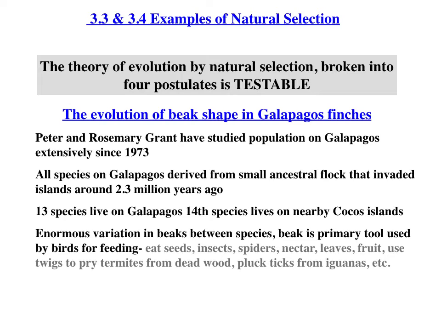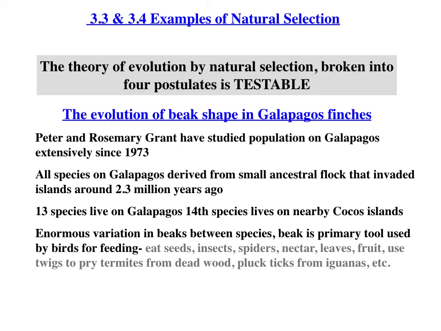We now know there's some variation on this, but we have 13 species of finches living on the Galapagos and a 14th species living in the, in quotes, nearby Cocos Islands, though it's not so nearby. They have a massive amount of variation in beak sizes and shapes between these species. If you remember, Darwin, a pretty good naturalist, had so much variation in morphology that he actually misidentified some of them as not being finches.